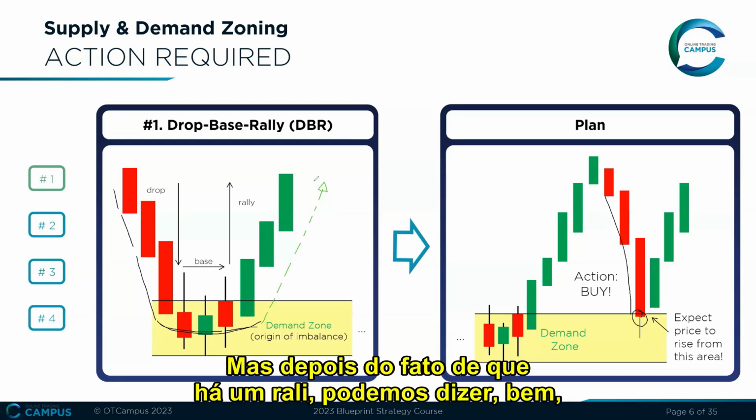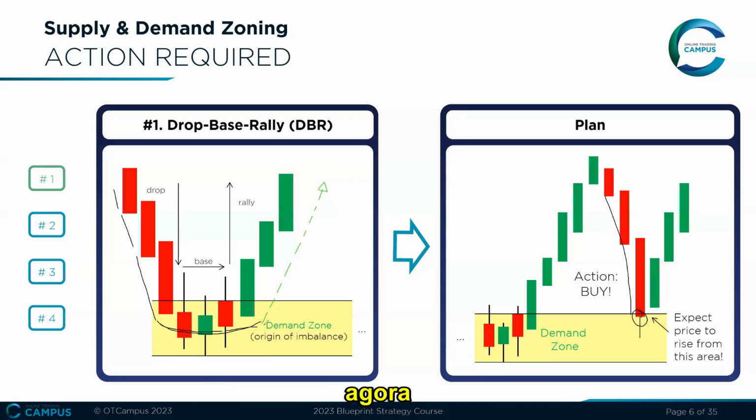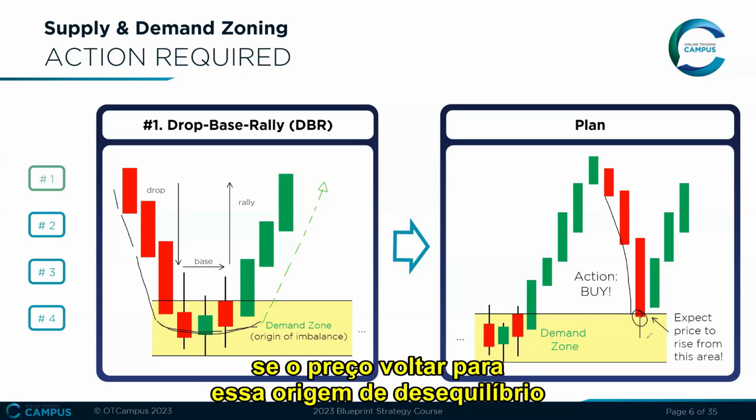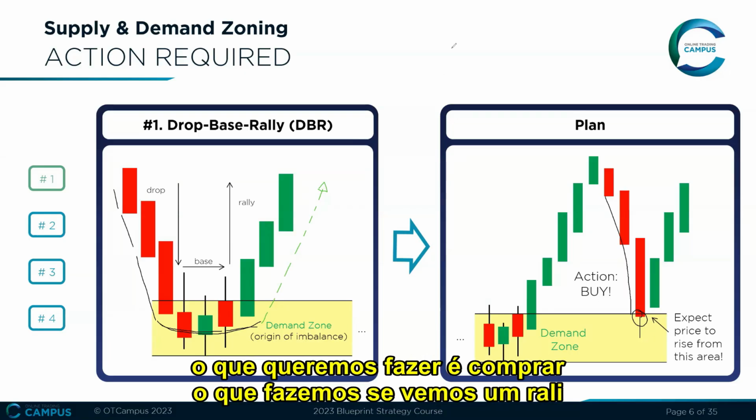But after the fact that there is a rally, we can say, well, now there's a demand zone, there's an origin of imbalance. If price comes back into this origin of imbalance, what we want to do is we want to buy.